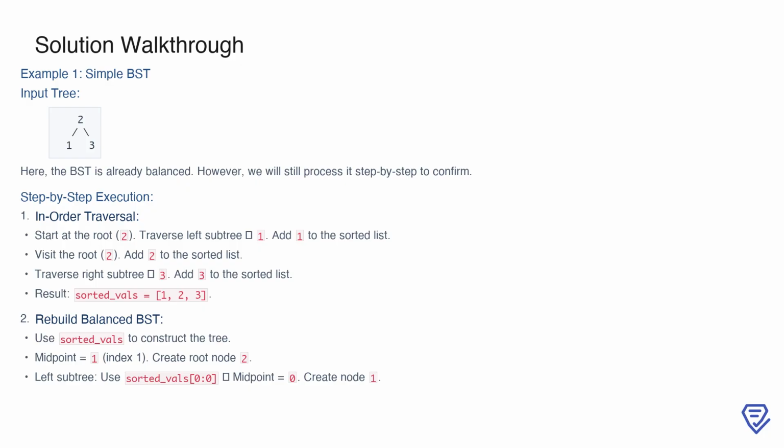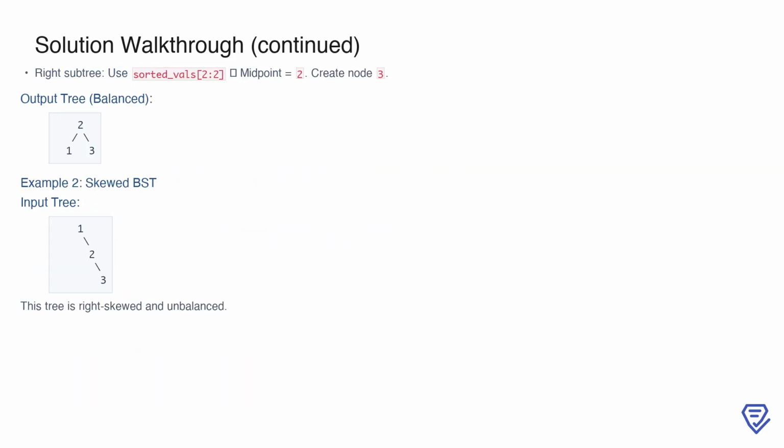Using this sorted array, we rebuild the tree to ensure it's balanced. The midpoint of the array is 2, which becomes the root of the balanced tree. The left subtree is constructed using the values before the midpoint, creating node 1. This completes the left side of the tree. For the right subtree, we use the values after the midpoint, which is just the value 3. This creates node 3 as the right child of the root. The output is a balanced binary search tree that looks exactly like the input, 2 as the root, with 1 on the left and 3 on the right.